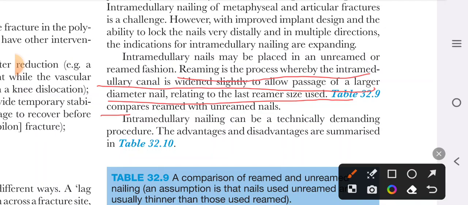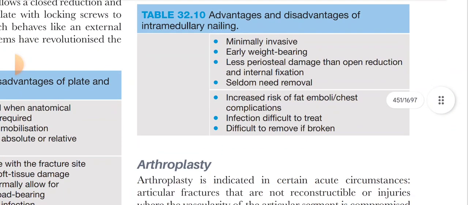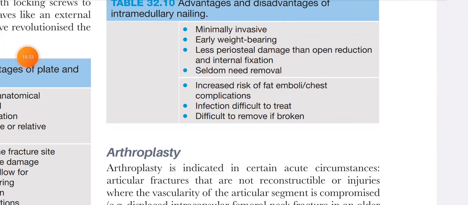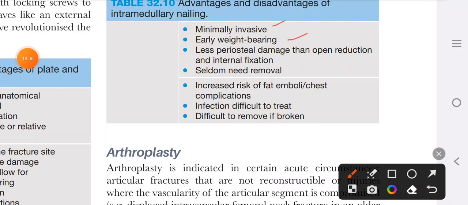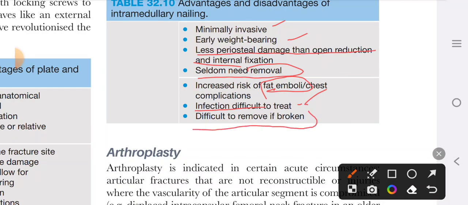Advantages of IM nail include their minimal invasiveness, allow early weight bearing, less periosteal damage than plating where open reduction and internal fixation is done, seldom need removal. Disadvantages are there can be risk of fat emboli with reaming. If it gets infected, it becomes difficult to treat due to its location being intramedullary. If it gets broken, it becomes very difficult to remove it.